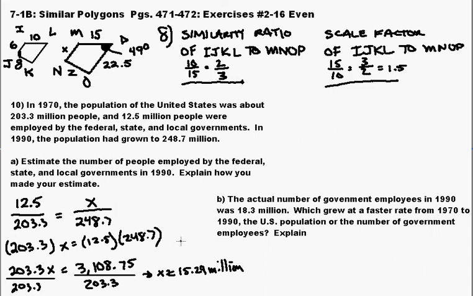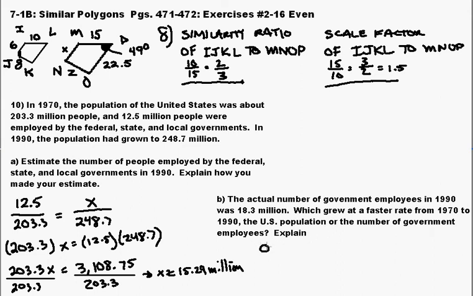Well, so according to B, the actual number of employees in 1990 was 18.3 million, which grew at a faster rate from 1970 to 1990, the U.S. population or the number of government employees. Well, based off our answer, we underestimated.